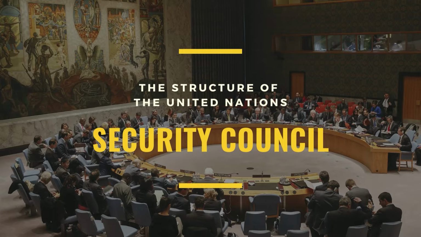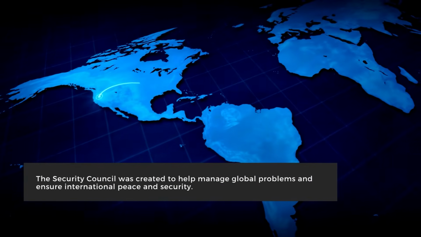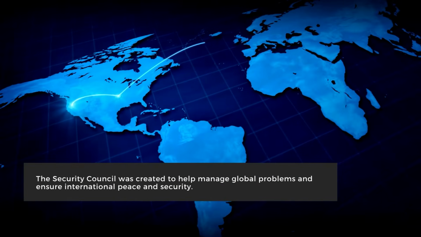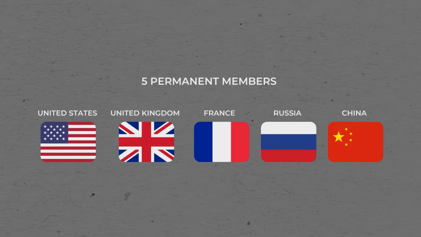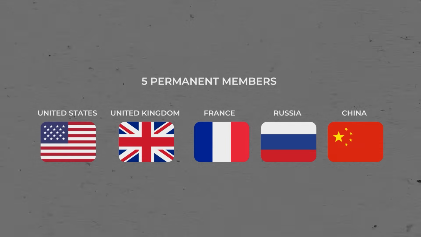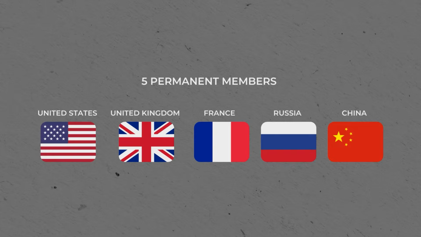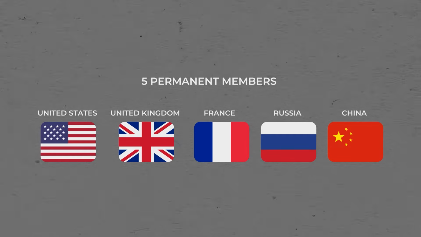The Security Council was created to help manage global problems and ensure international peace and security. It is comprised of 5 permanent members: the United States, the United Kingdom, France, Russia, and China, who were selected based on their political and economic power after World War II. These 5 countries have the right to veto any proposed resolution, which gives them more power than any other members.